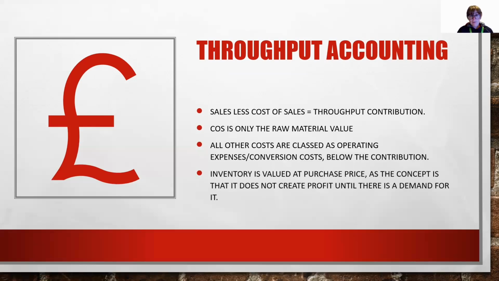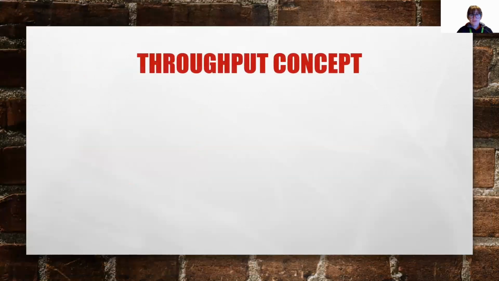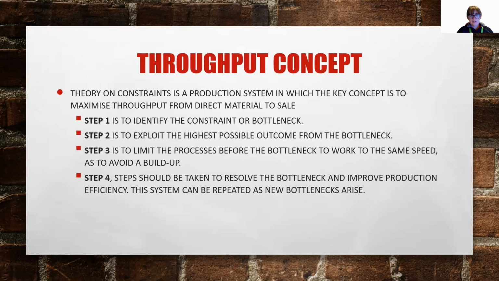In throughput accounting, inventory is valued at the purchase price. The concept is that it does not create a profit until there is a demand for that product. What is the throughput concept then? Well, the theory of constraints is a production system which has the key concept to maximize throughput from the direct material to the sale.